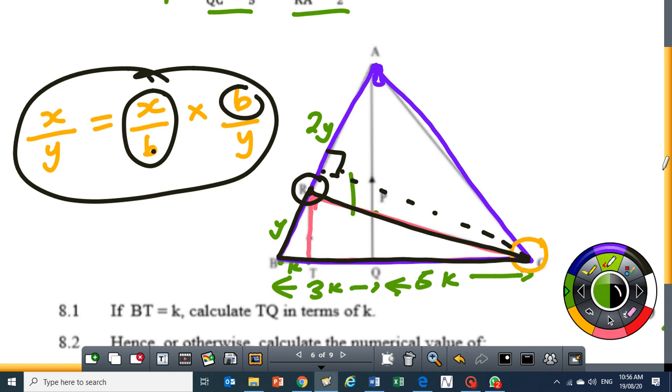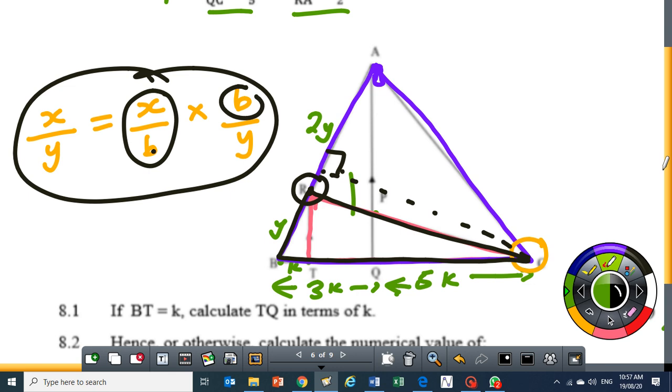Listen carefully. We can't find the ratio of triangle ABC and triangle CRT directly. So we need to identify a third triangle such that that third triangle shares a common height with both triangles. And then we use our knowledge of mathematics, which I showed you here. I showed you this.